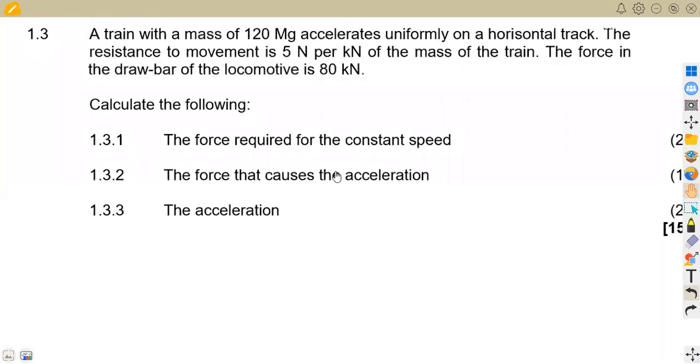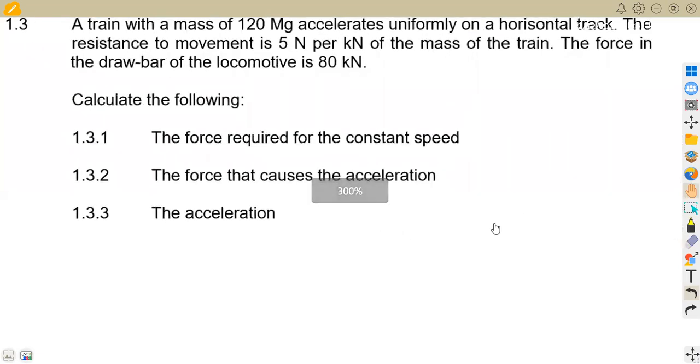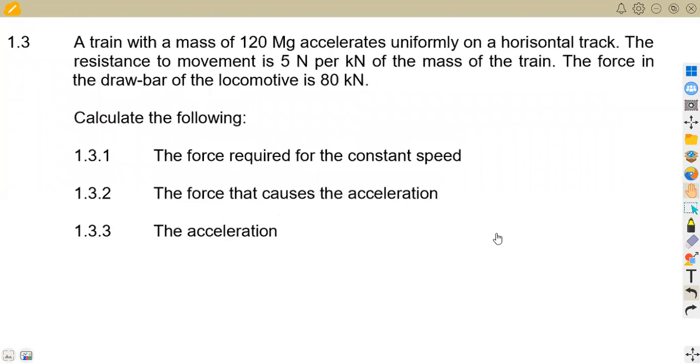So on 1.3 we are given that there is a train with a mass of 120 megagrams. Okay, so this is megagrams. It accelerates uniformly on a horizontal track. The resistance to movement is 5 Newton per kilonewton of the mass of the train. Take note, it's 5 Newton per kilonewton of the mass of the train. So that is per force of the train, okay?